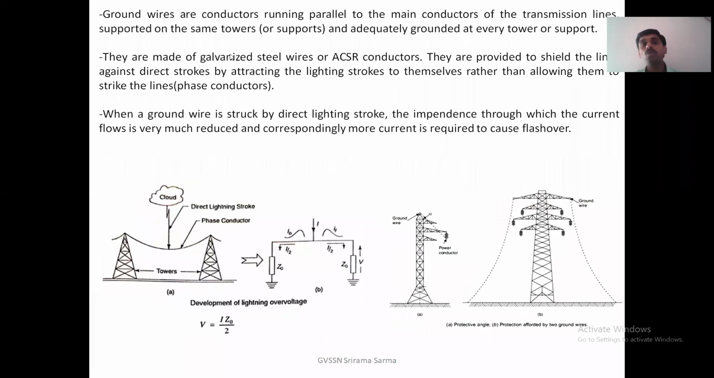Let us see. The ground wires are the conductors. What are the ground wires? They are conductors running parallel to the main conductors. These ground wires will be there, supported on the same towers. Normally they are on the top.